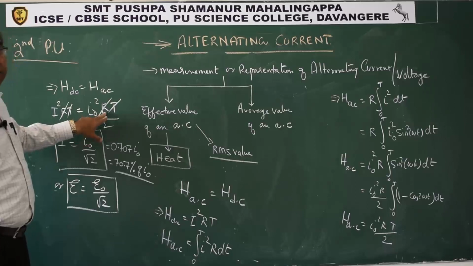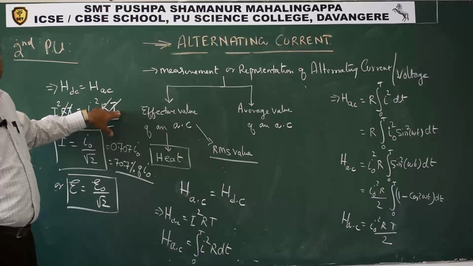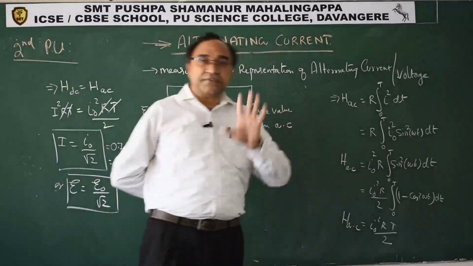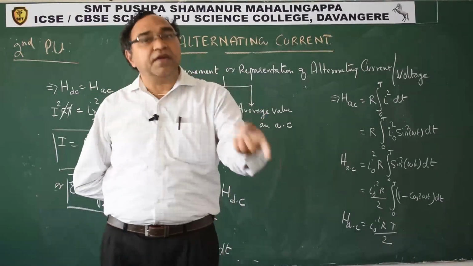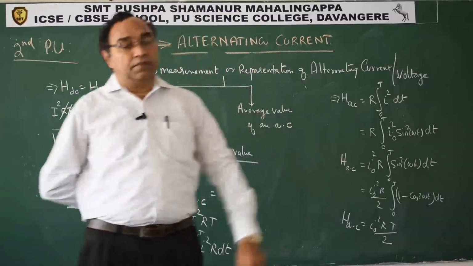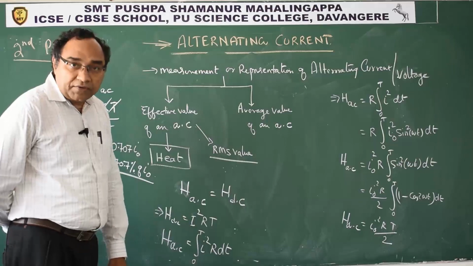R we have kept the same in the 2. Time also we have kept the same thing. T also, see here when we integrated we took one complete cycle. Time period is same. Then we are trying to compare the strength of current in AC as well as DC, which will produce the same amount of heat. That is the basic definition of effective value of AC.